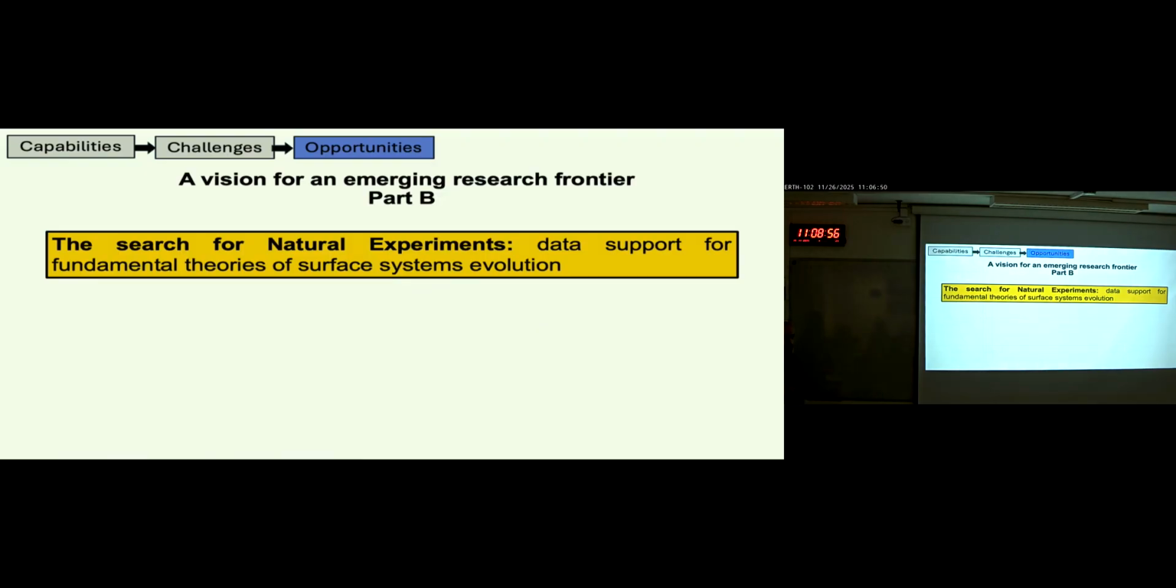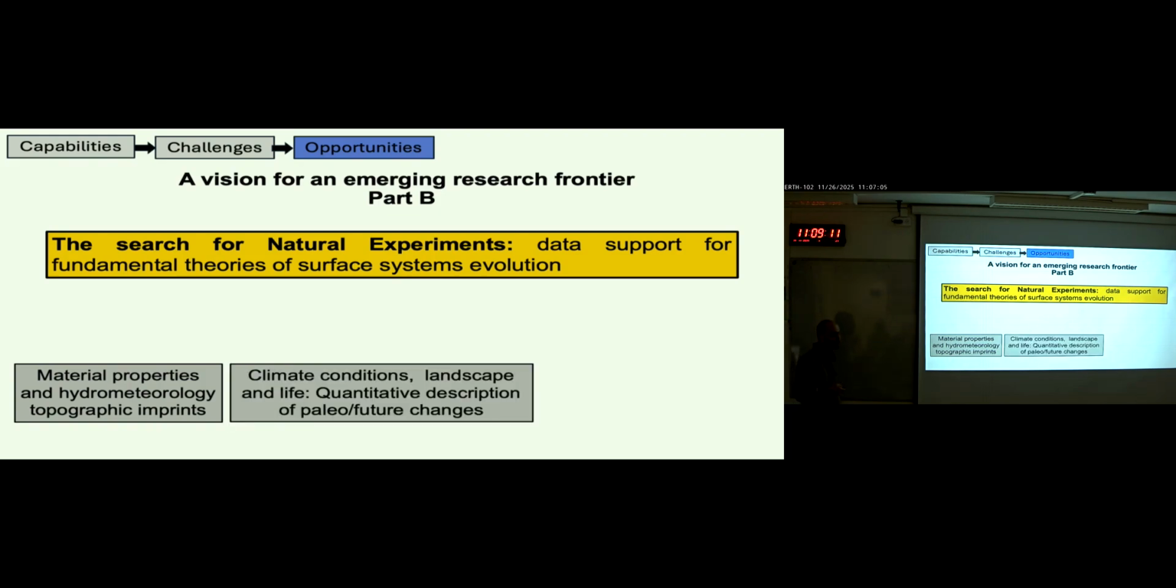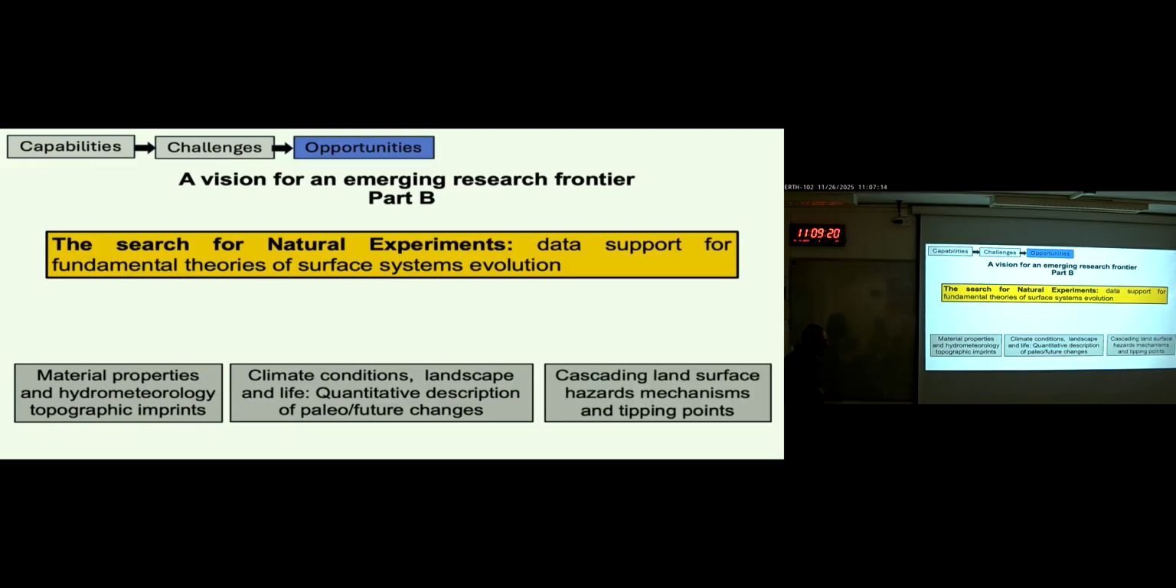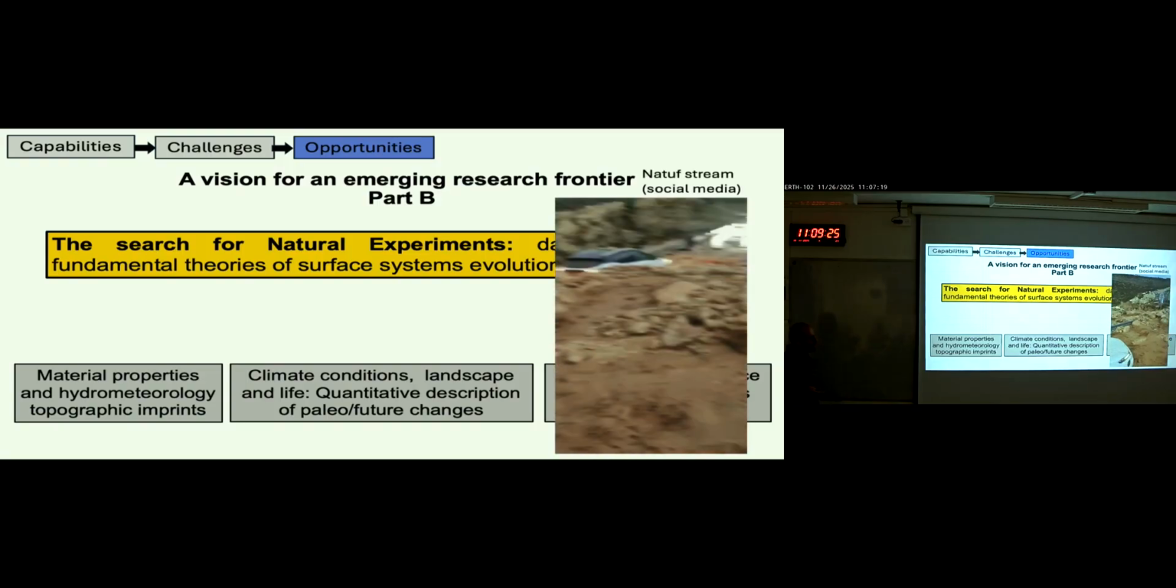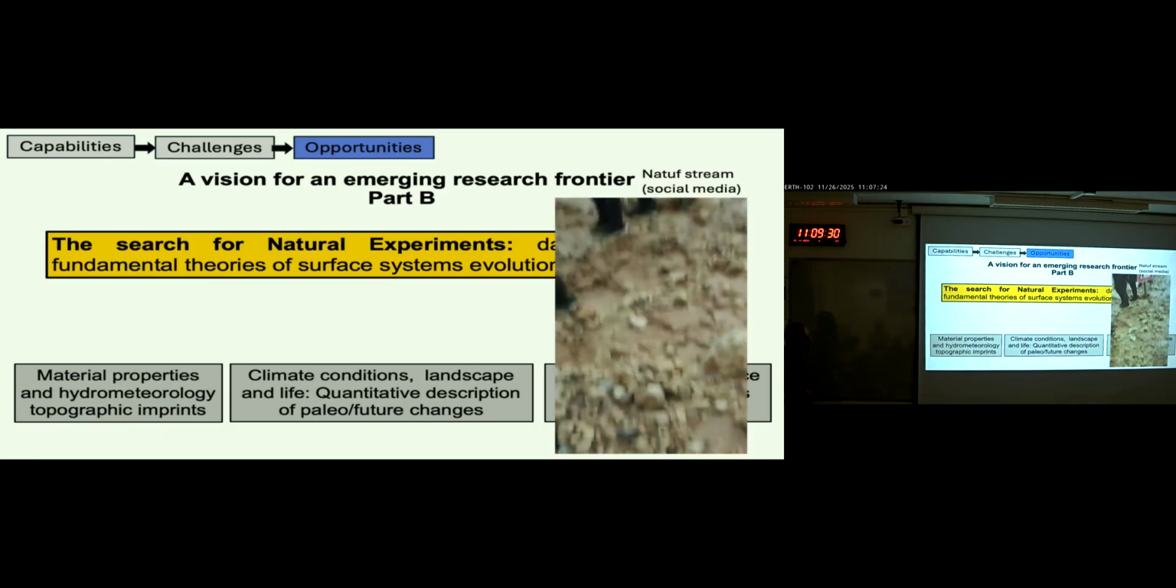I want to highlight a few fields, and I will end the introduction with these new open fields. One of them is the relation between material property, hydrometeorology, not necessarily general climate, and topographic imprints. We can study much better now specific climate conditions in relation to landscape and life, trying to understand better what drives environmental crises over the recent geological past, while also focusing on cascading land surface hazards. For example, hazards that involve sediments, as we all observed yesterday.